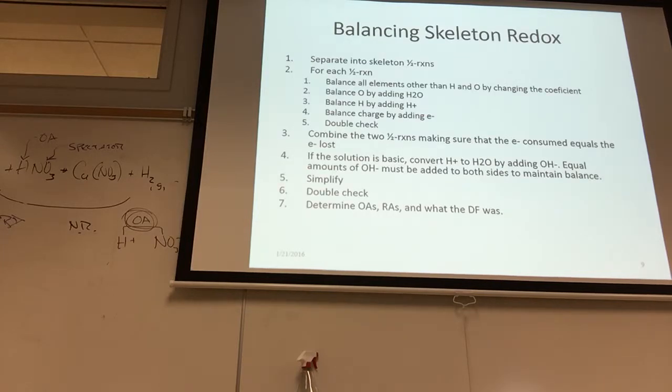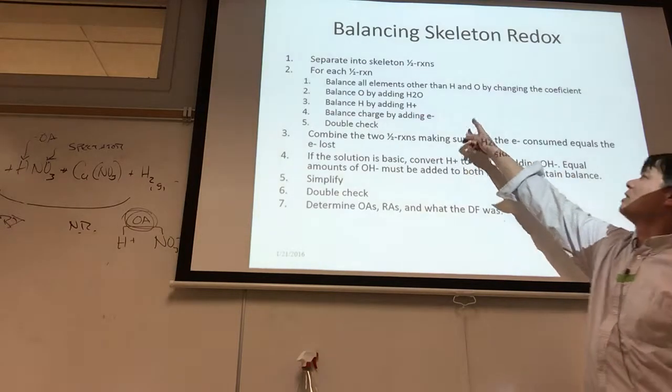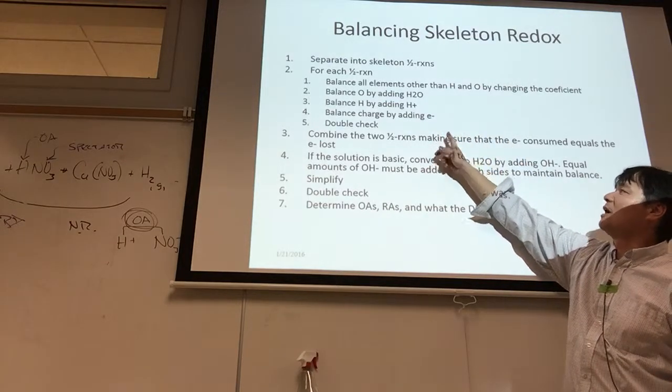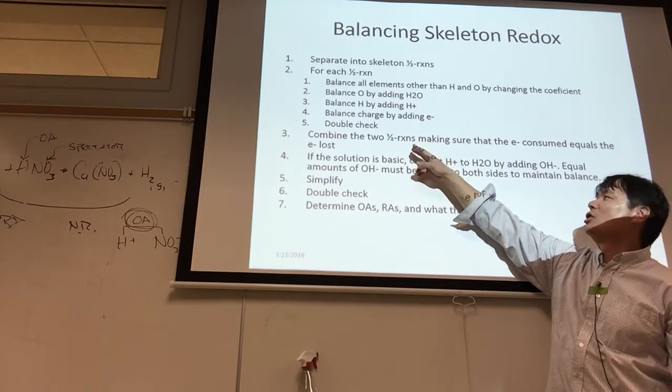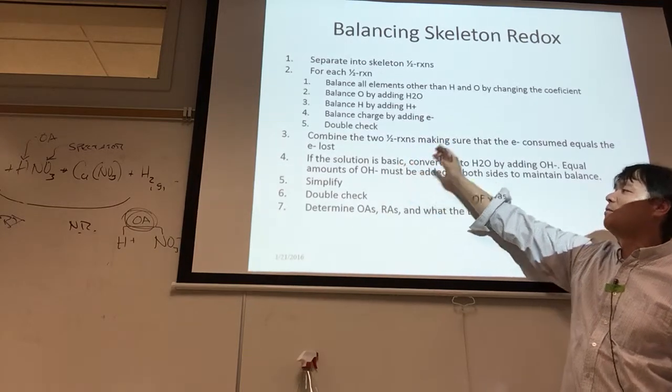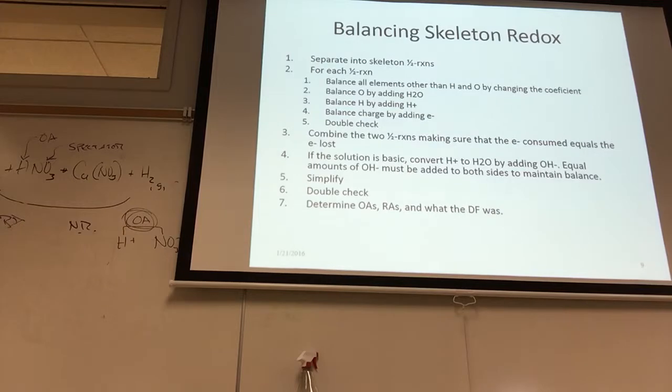We separate it into half reactions, and then we balance all elements other than H and O. We balance the O's by adding water. We balance the H's by adding H+. We balance the charge by adding electrons. We double check. We combine the half reactions, etc.